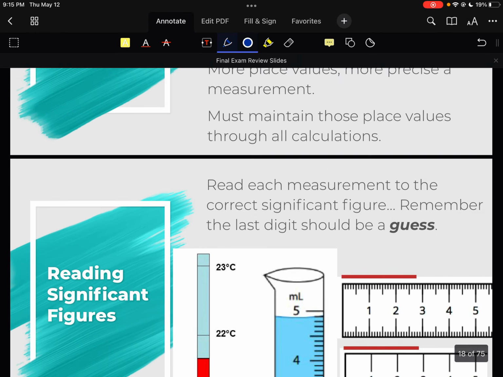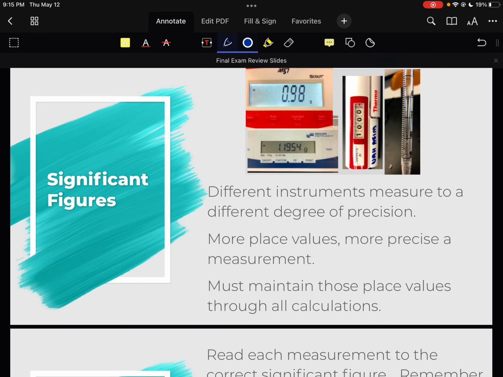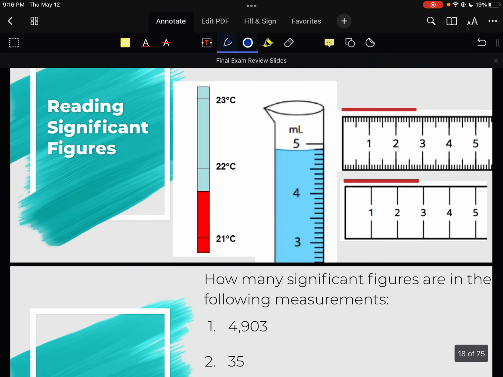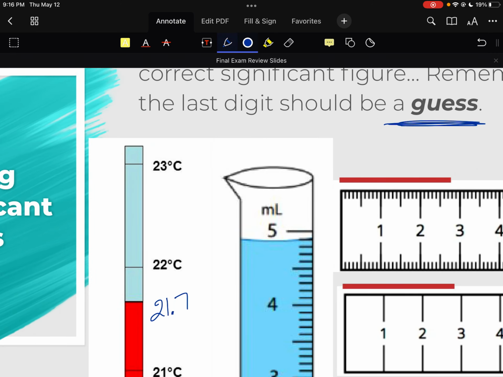Significant figures are just based on precision. Remember, you're just counting the real numbers. I think I have some practice here in a minute. We'll look at those. Yeah, I do. Okay. So let's start with just reading measurements. Remember, the last digit should always be a guess. So here, I know that it's at least 21, so I'll just guess maybe 0.7 for the graduated cylinder.